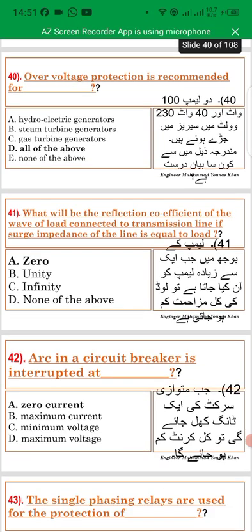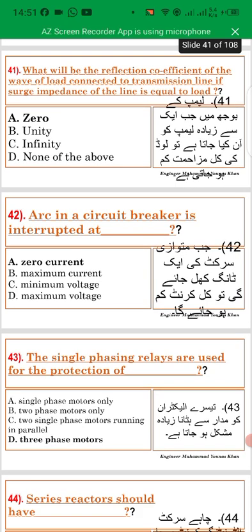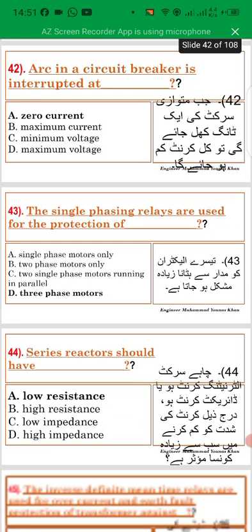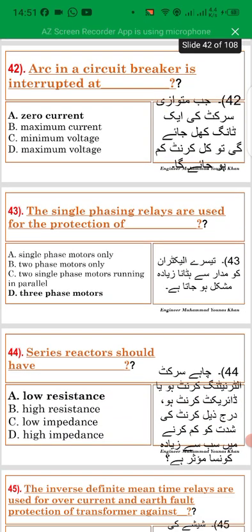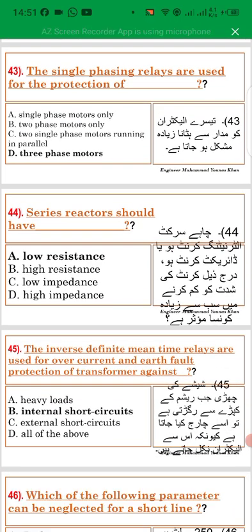Overvoltage protection is recommended for hydroelectric generator, steam turbine generator, gas turbine generator. What will be the reflection coefficient of the wave of load connected to transmission line if the surge impedance of the line is equal to load? 0. Air in a circuit breaker is interrupted at 0 current. The single phasing relays are used for the protection of three-phase motors.